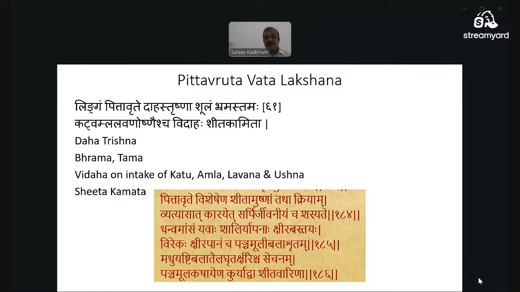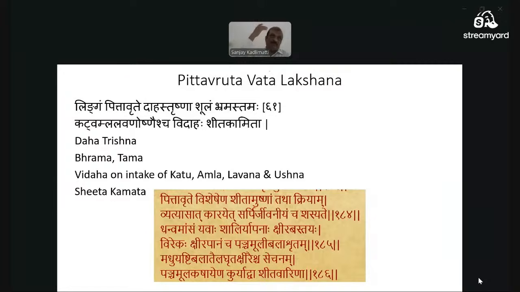See, Pittavrite visheshena shitambunam tatakriya. How to manage? Shitambu pana. Vyatyasat karayet sarpir jivaniyam chashate. See, shita for Pitta, jivaniya sarpi for both Pitta and Vata. Vyatyasat dhanva mamsam yavaha shali yapana kshirabasteyaha. Dhanva mamsa, jangala mamsa rasa can be given, yava can be given, shali can be given, yapana basti and shira basti. Because basti is just for Vata and shira basti is just for Pitta, that is why Pittavrata Vata can be treated. Whereas basti, shira basti and yapana basti are not there in the Amla Pitta chikitsa. This is what is important to understand.